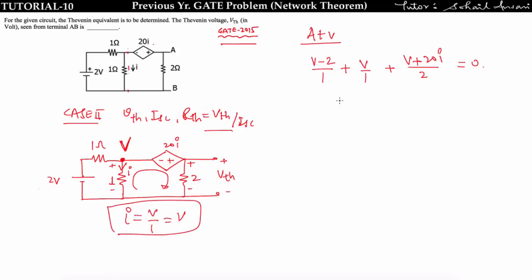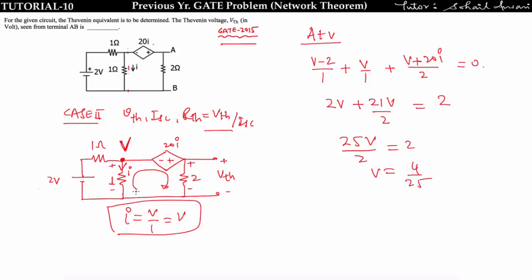So we can replace I with V. So I will get 2V plus 21V by 2 is equal to 2. 25V by 2 is equal to 2. V is equal to 4 by 25.